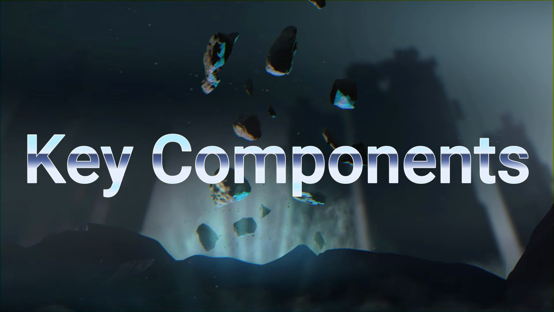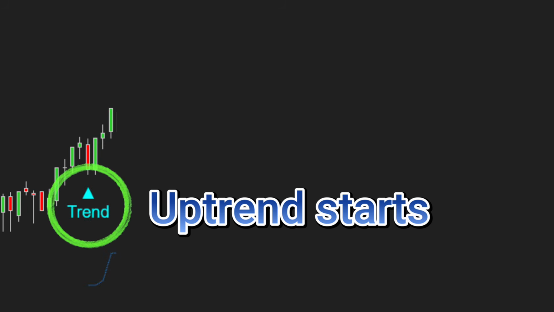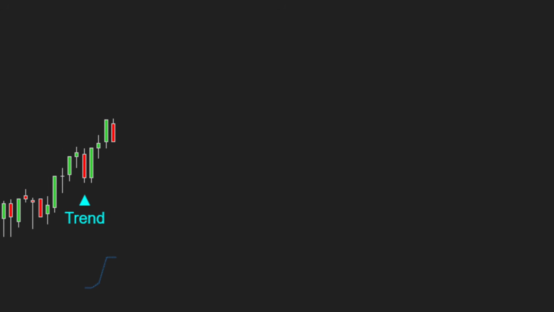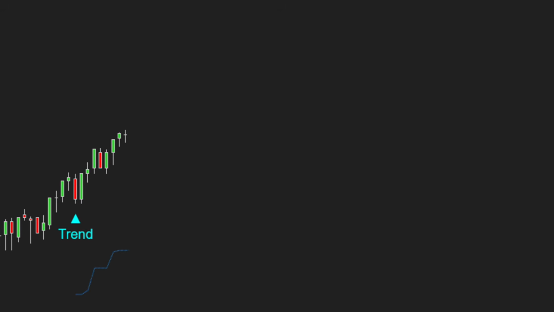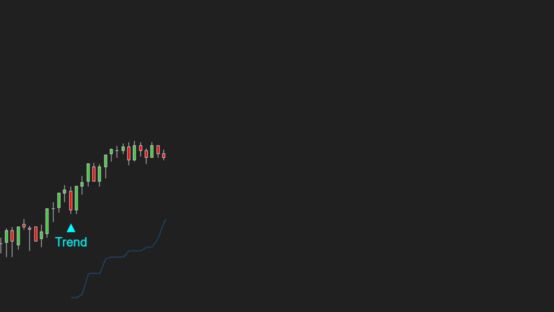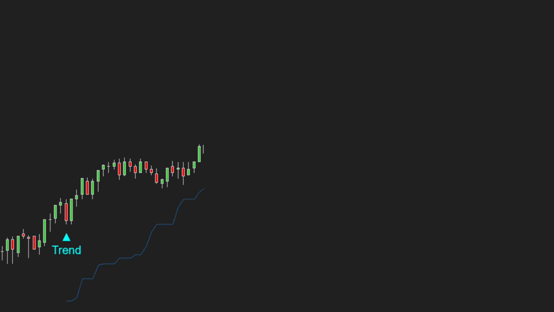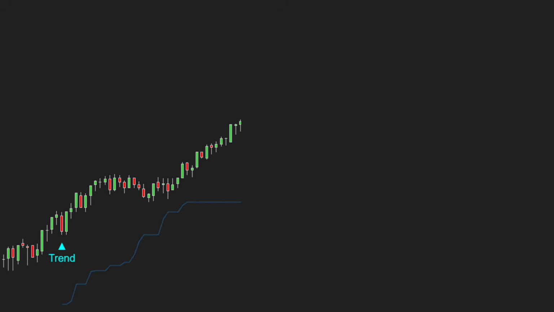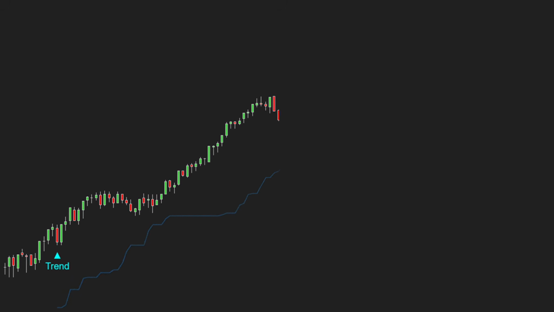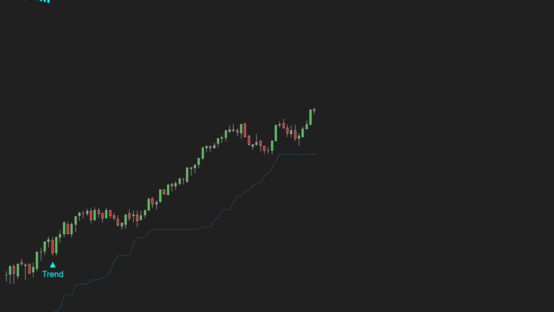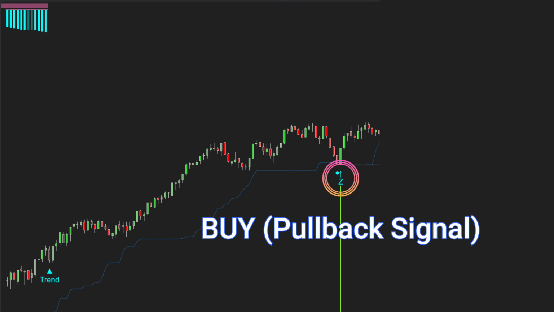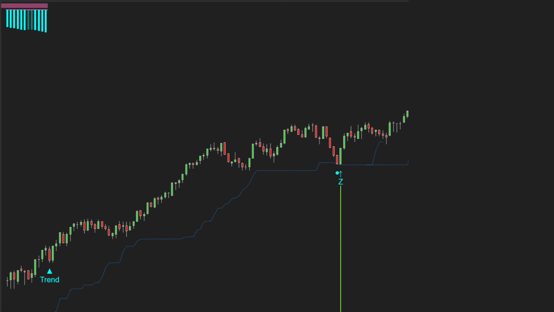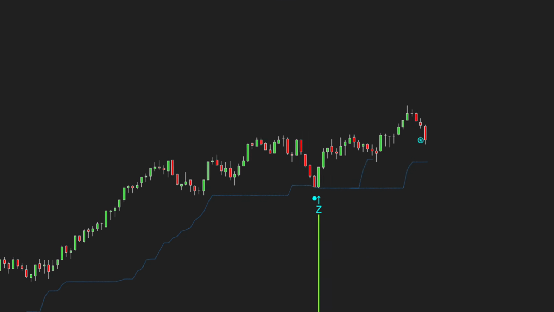First, we have the trend initiation signal. In this case, it indicates the beginning of a bullish trend. This is also one of the unique aspects of the system. How it identifies a trend is something we'll explore in greater detail later on. After the bullish trend has been confirmed, the system looks for a pullback signal. This represents a potential trend-following entry and is also the system's primary trade setup.